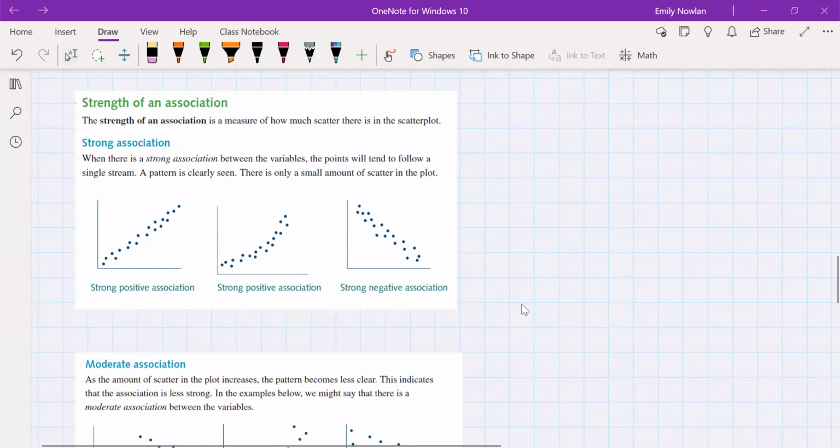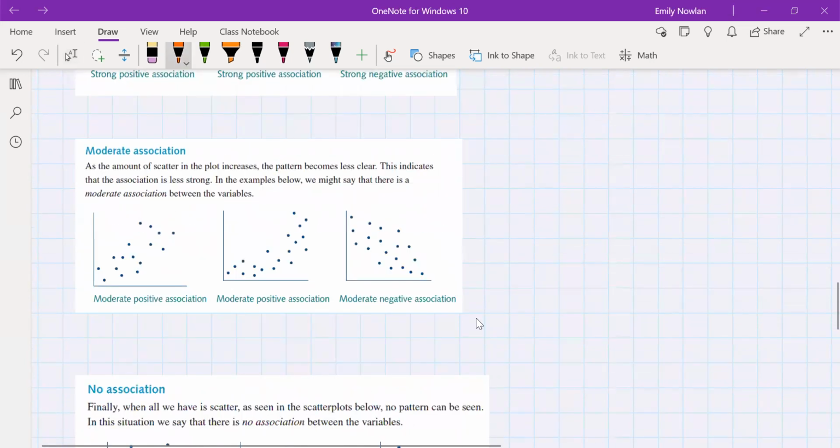The next thing to know is the strength of an association. These are all very strong associations. The way you can tell they're strong is that there's not a lot of movement away from the straight line, or whatever line you've got. If the dots are fairly close to it, that's strong. Then there's moderate, where the dots are not so close to the line of best fit.